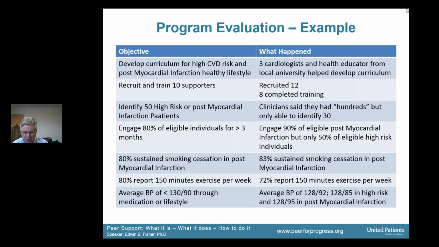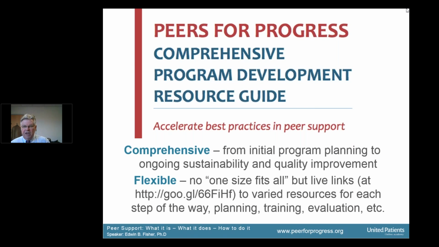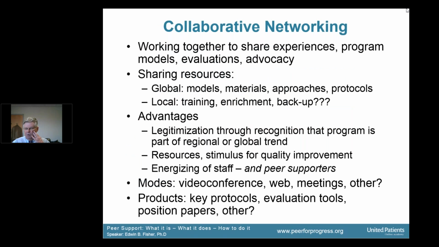And we wanted to get average blood pressure below 130/90 through medication or lifestyle weight loss, and the average blood pressure got down to 128/85 in the high risk, but 128/95 in the post-myocardial infarction group. So we may want to do something a little bit more with the blood pressure in the post-MI patients. So that's just an example of how you can evaluate a program. We have a comprehensive program development guide that's available online at peersforprogress.org. And if you're interested, it provides lots of resources for developing these programs.